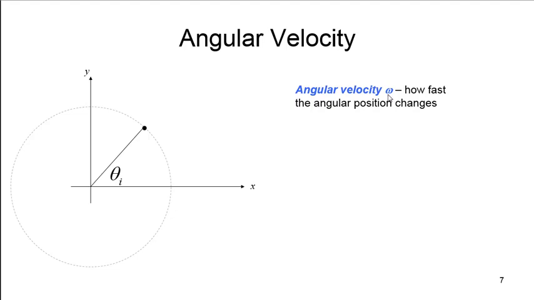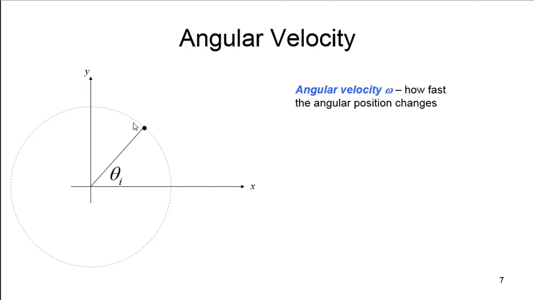It looks like a W. It's not a W, it's kind of like a curvy W. So that's called omega, and it measures angular velocity. This is a Greek letter. Similar to how velocity measures how fast your position changes, angular velocity measures how fast your angular position changes.